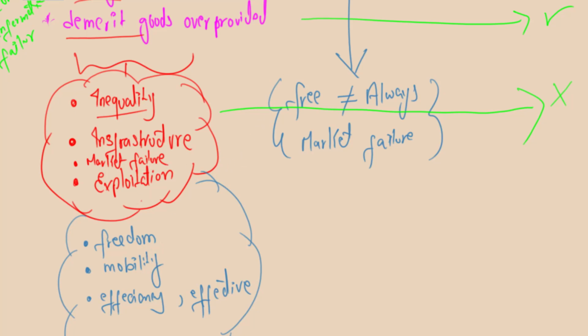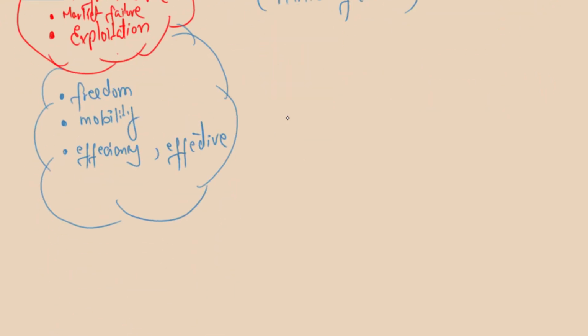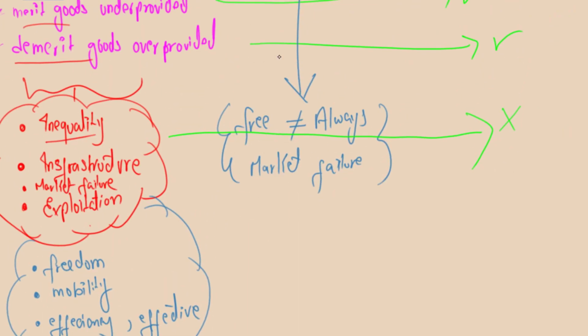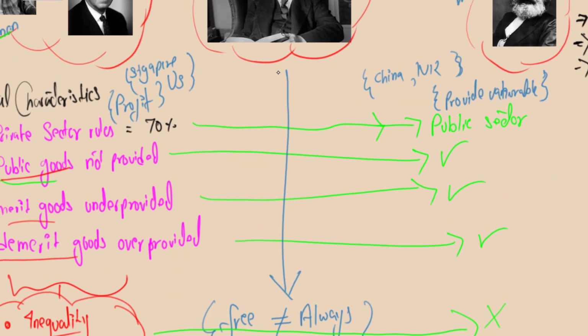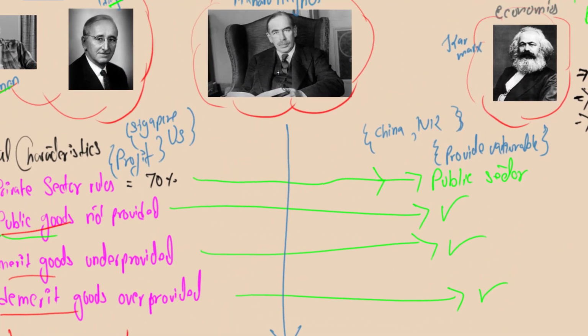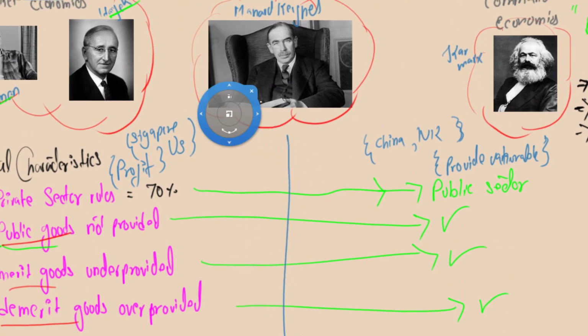As for mixed economies, they vary a lot. We don't have a general description of what a mixed economy looks like. They vary tremendously. So if you are asked about the general description of a mixed economy, try to give a generic answer of some elements from here, some elements from there.